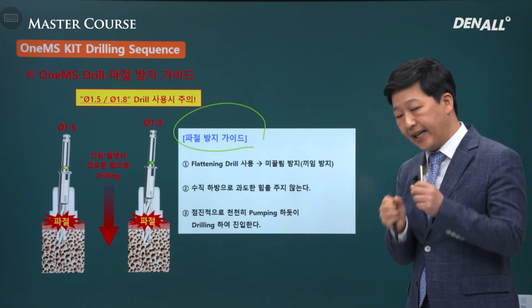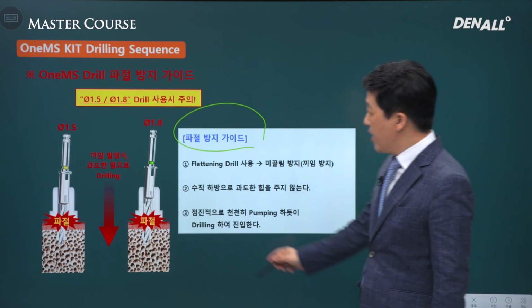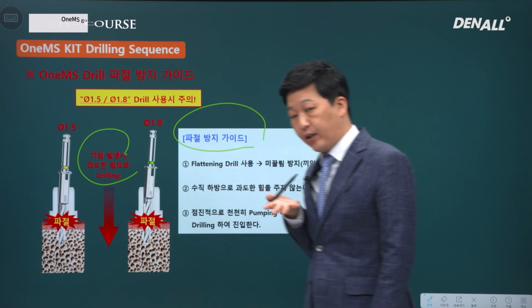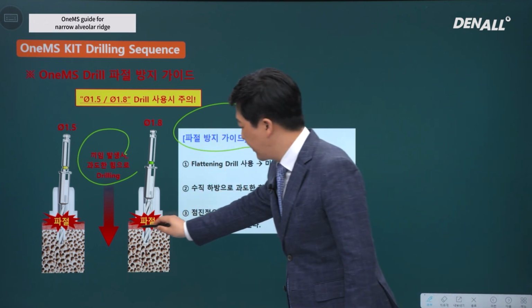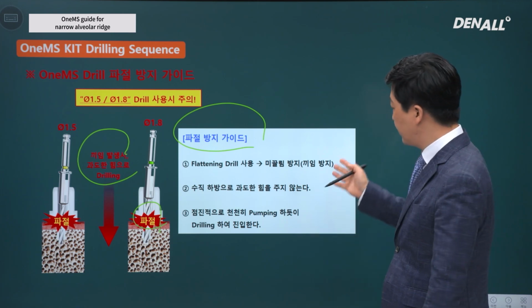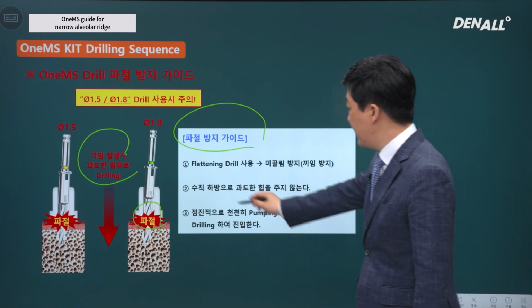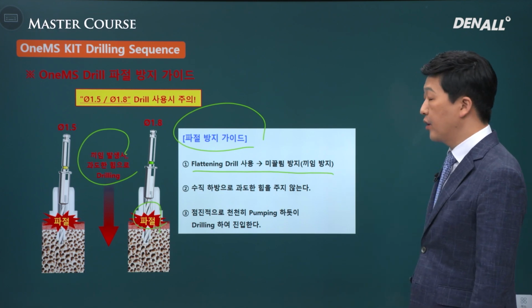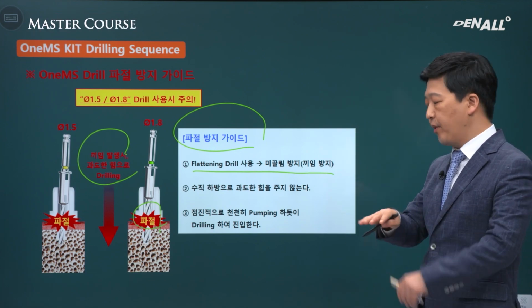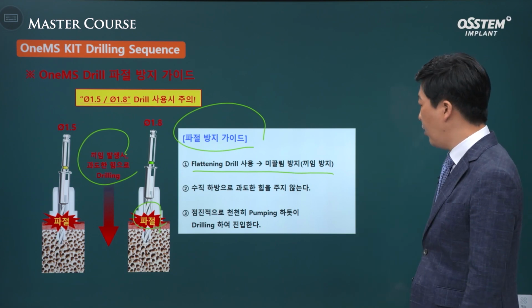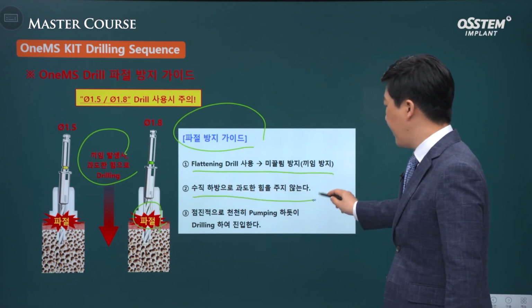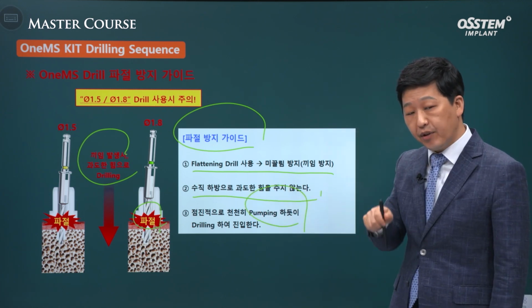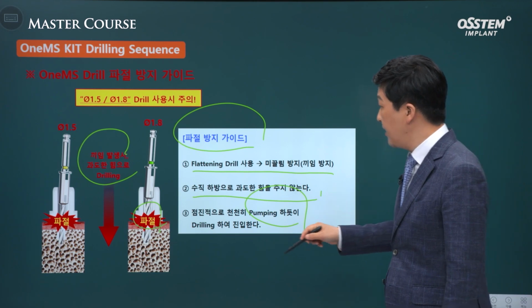It is very long and thin. If it is stuck too much or if the entry angle is too angled, then this area can be fractured, so you need to be careful about it. You need to use a bone flattening drill first and adjust the cortical bone once. You need to make it flat. You should not apply vertical force excessively. You need to drill gradually, almost as if doing a pumping action.